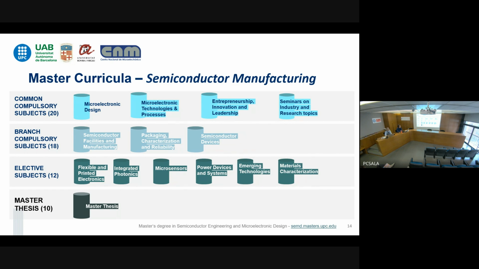And for the manufacturing branch, the first row of courses is common. The compulsory courses would be one on semiconductor facility and manufacturing, another on packaging, characterization, and reliability, another on semiconductor devices. And elective courses, one course on flexible printed electronics, another on integrated photonics, microsensors, power devices and systems, emerging technologies that are candidates to replace CMOS, as I said, beyond the current technology nodes, and characterization of material and devices.